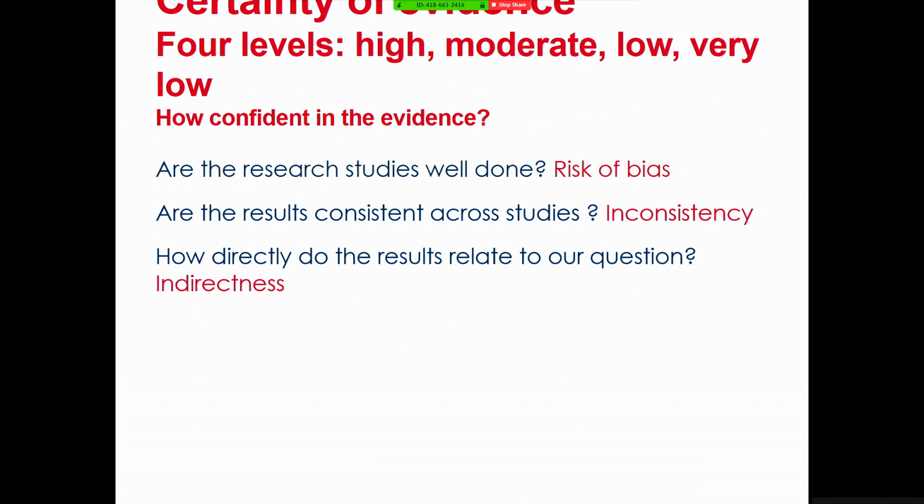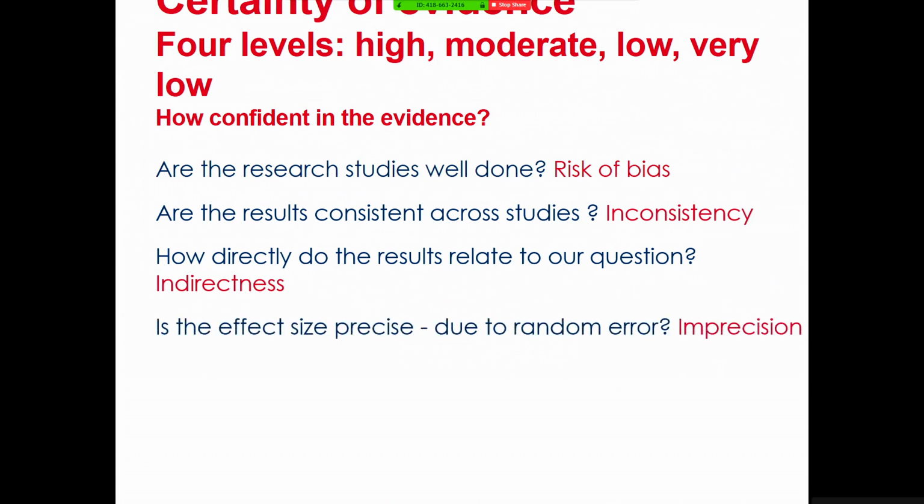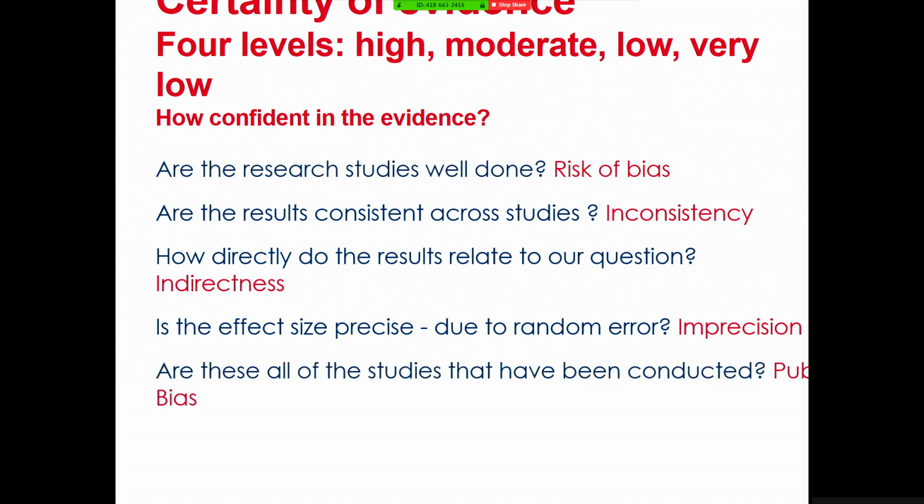That could include a dosing question or how many pills should be given. And we call that indirectness or applicability, obviously. Is the effect size precise or due to random error? That is imprecision. And then, are these all of the studies that have been conducted? We call that publication bias.